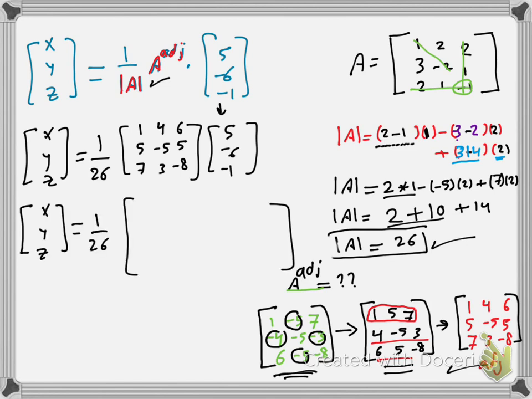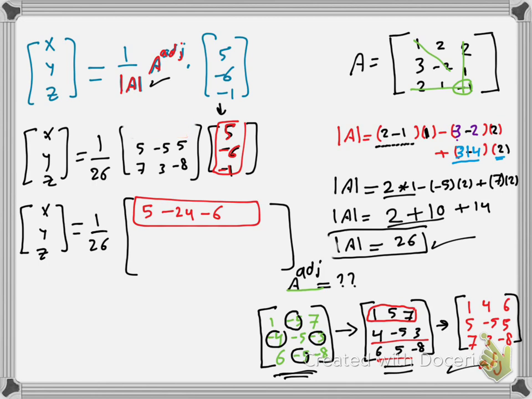Now let's make the multiplication, row multiplied by column. It will give us just a row. Let's start. 1 multiplied by 5, which is 5. 4 multiplied by negative 6, which is negative 24. And the third number, 6 multiplied by negative 1, which is negative 6. Now we have finished the first row.